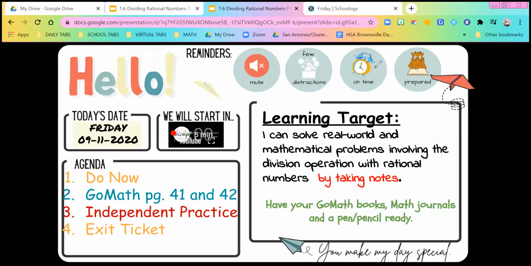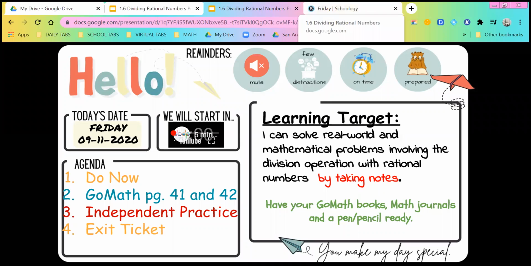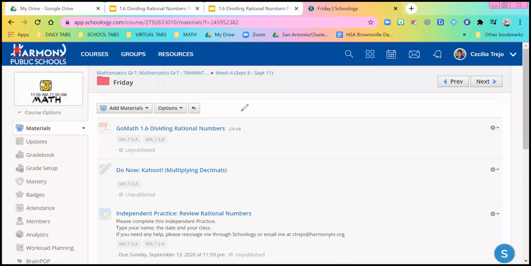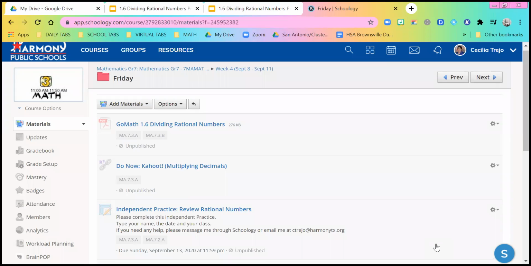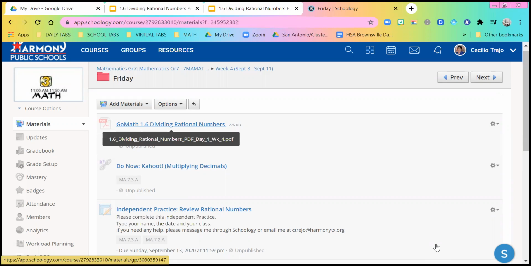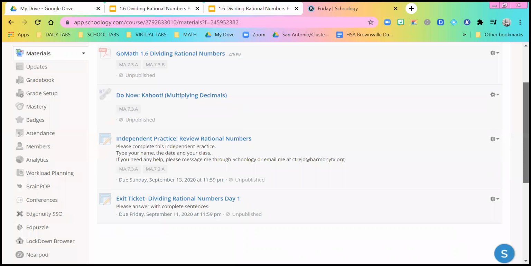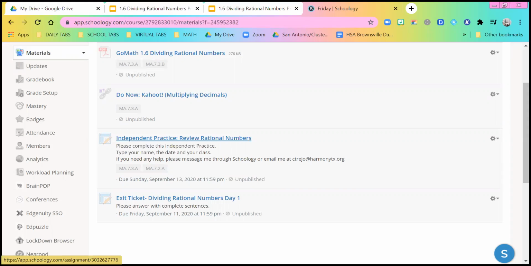Before I continue with the presentation, I do want to look at your Schoology before I actually get into the presentation itself. You all right now should be seeing Schoology for Friday. Here is week 4, here's the Friday folder. If you don't have a GoMath book, I've already integrated that into Schoology for Friday, so you'll have those 2 pages and you don't have to worry about them. They're there for you. Here's the do now that you should have done already, multiplying decimals. Here's our independent practice that you are going to be responsible for. And then, of course, our exit ticket at the end of the day. That's basically all we're going to do today.